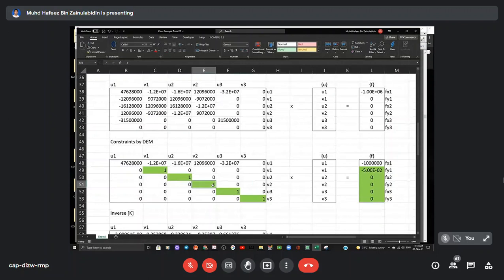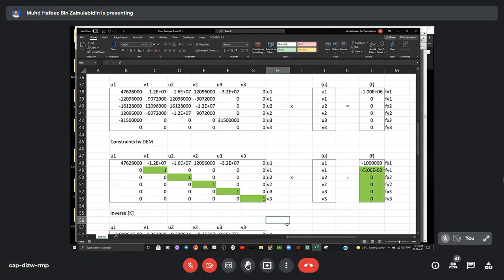Follow the same step. V2 equals to 0, U3 equals to 0, V3 equals to 0. And then make sure all other values are changed to 0. See, this is minus 315, we change it to 0. And here, change to 0, even though it has a value initially.